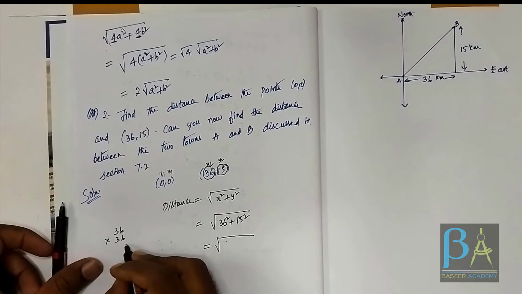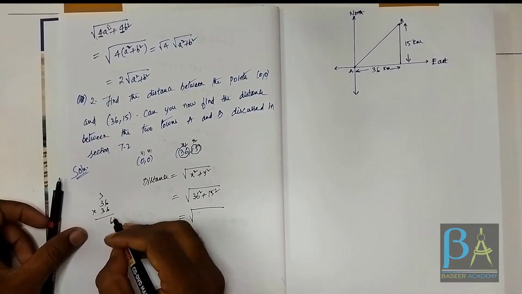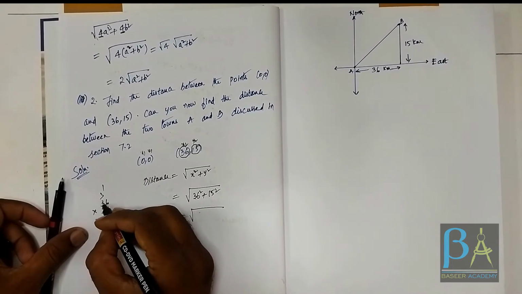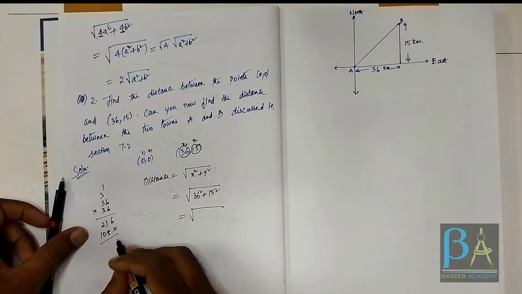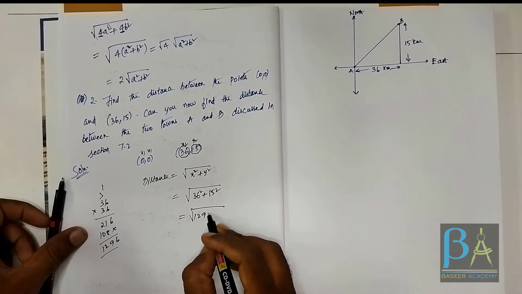36 into 36. 6 into 6 is 36. 6 into 3 is 18. 18 plus 3 is 21. 3 into 6 is 18. 3 into 3 is 9. 9 plus 1, that gives us 10. So I see that 36 square is 1296.